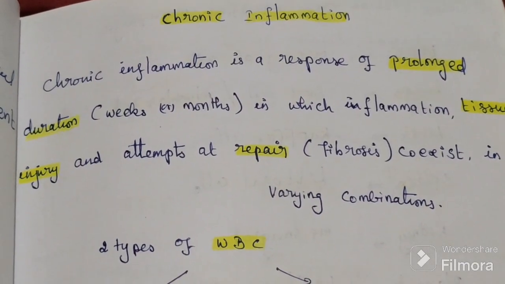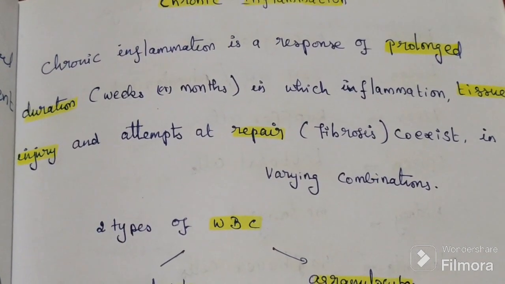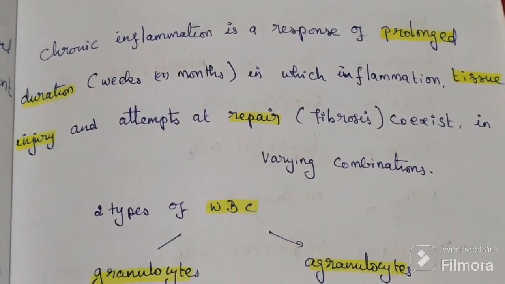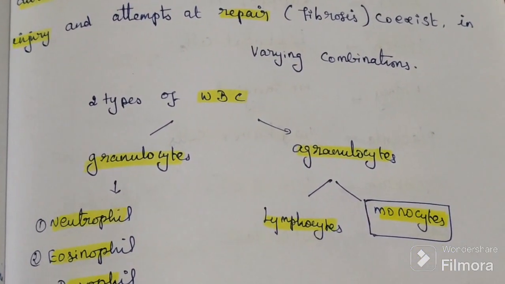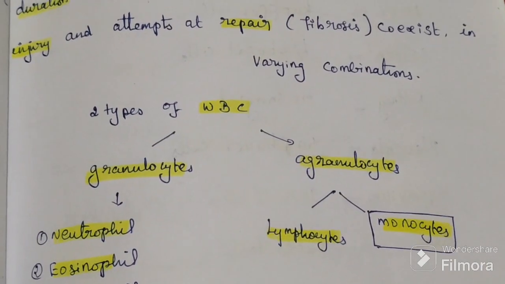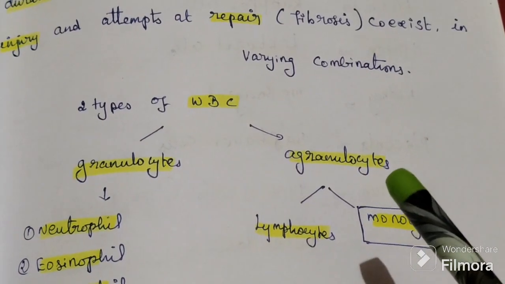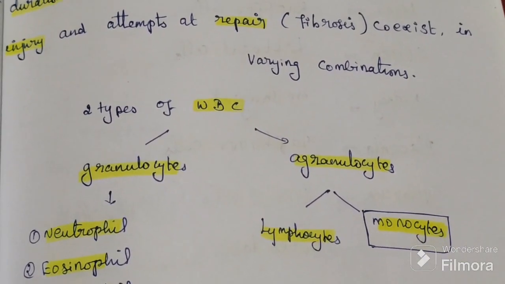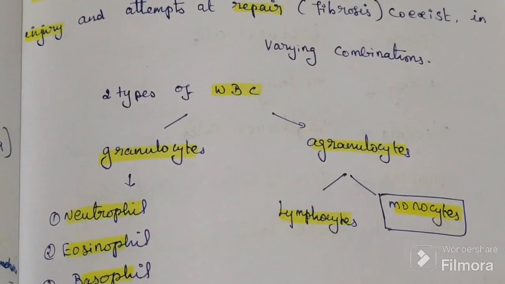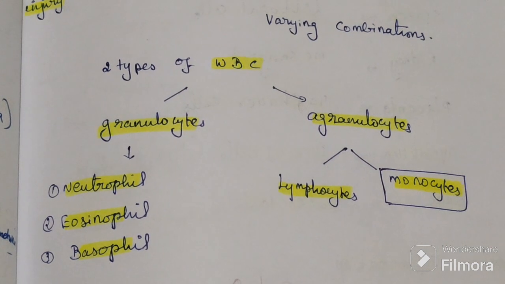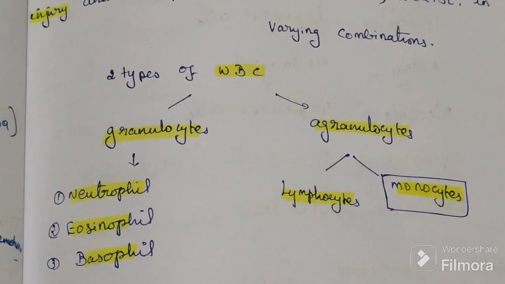Before going into detail to understand the pathogenesis of chronic inflammation, it is important to understand the basic two types of WBC, granulocytes and agranulocytes. Granulocytes have granules in their cytoplasm. Agranulocytes do not have granules in the cytoplasm. The granulocytes are neutrophil, eosinophil and basophil. Examples of agranulocytes are lymphocytes and monocytes.